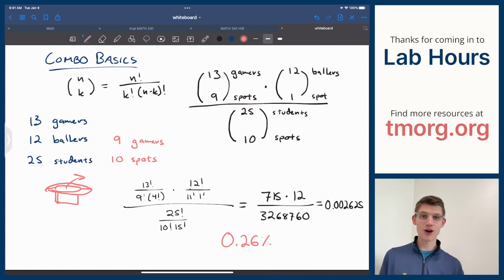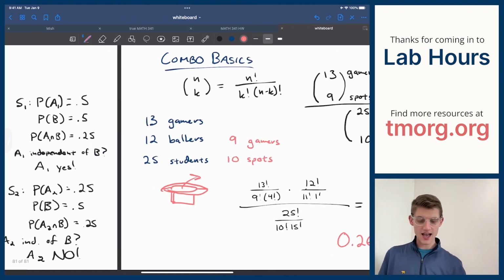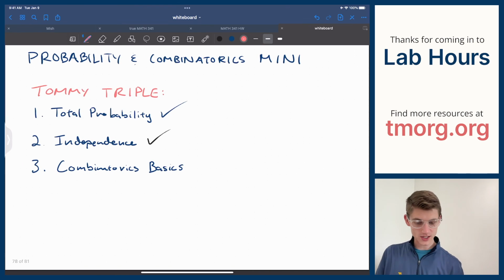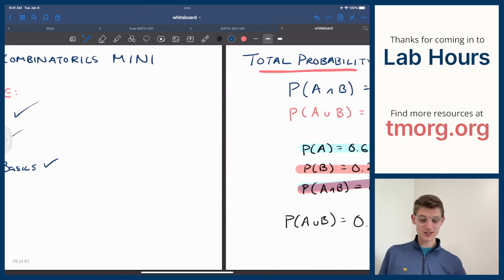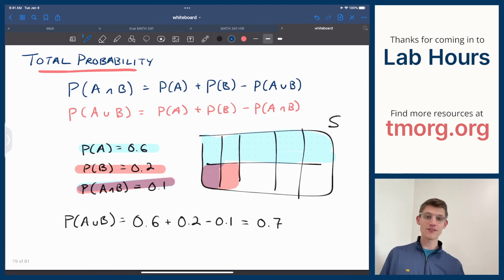So that is the basics of combinatorics. That should give you everything that you need to accomplish the homework or basically understand the topic, how we get these probabilities, how we're checking these things, all sorts of stuff. And so we can come back here to the front and we can check that third Tommy triple off. Just to review, we covered total probability, which is the idea that the probability of A intersect B is equal to the probability of A plus the probability of B minus the probability of A union B, and vice versa for intersect and union. We talked about this dartboard with the universal set and the intuition behind that.